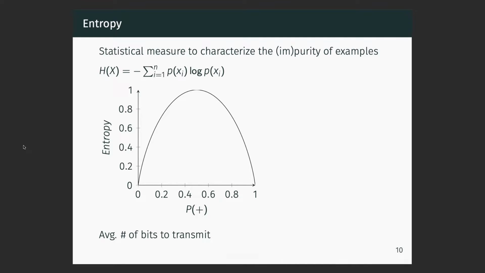And in the information theory context, entropy can intuitively be understood as the average number of bits you have to transmit in order to pass the signal. So again, if it was only plus, you don't need to send any information because it's only plus. If it's only minus, again, you don't need to send any information. Only when it is either plus or negative is there some confusion, and you need to send the actual signal.